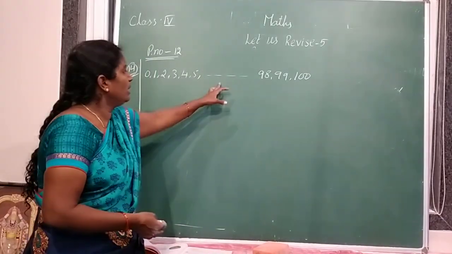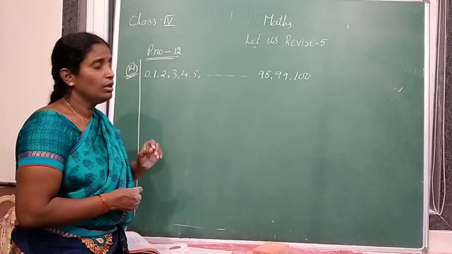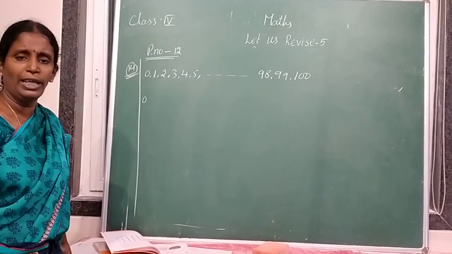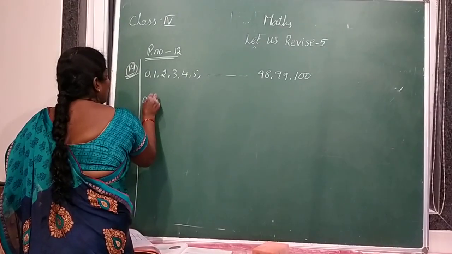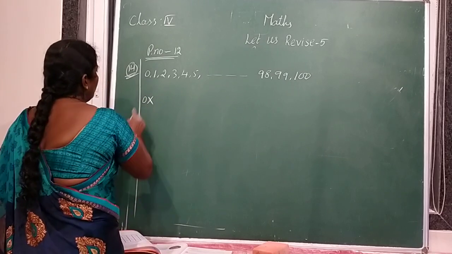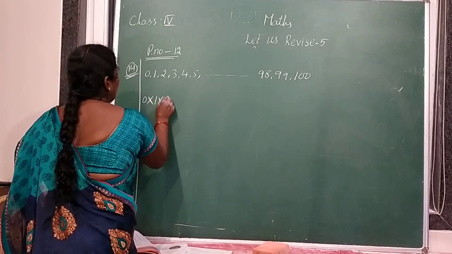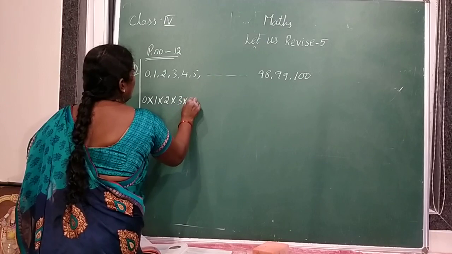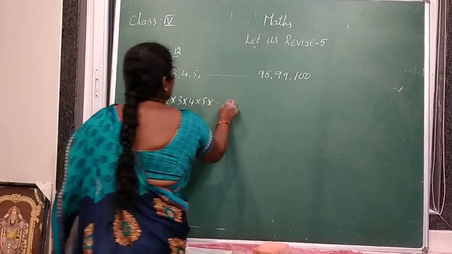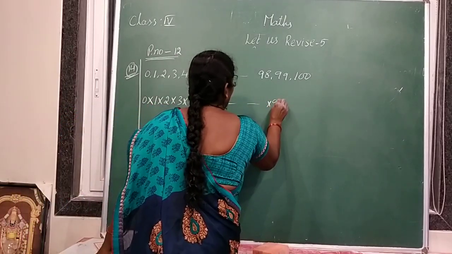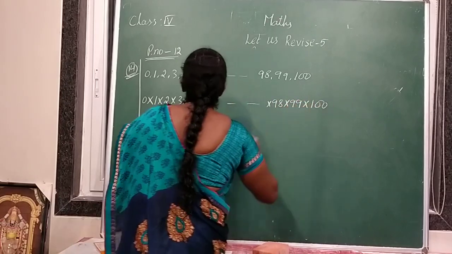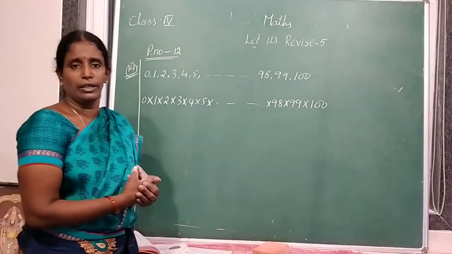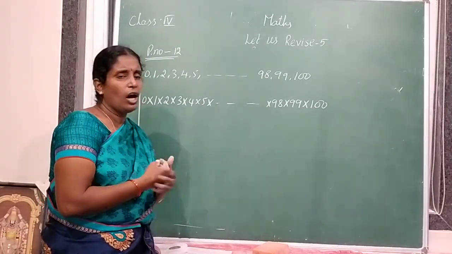Now we have to find the product of these numbers. So product means what we should do? Product is nothing but multiplication. What is the symbol of multiplication? Into. 0 into 1 into 2 into 3 into 4 into 5 into and so on, 98, 99 into 100. Now we have to find the product. So we have to multiply all these numbers.